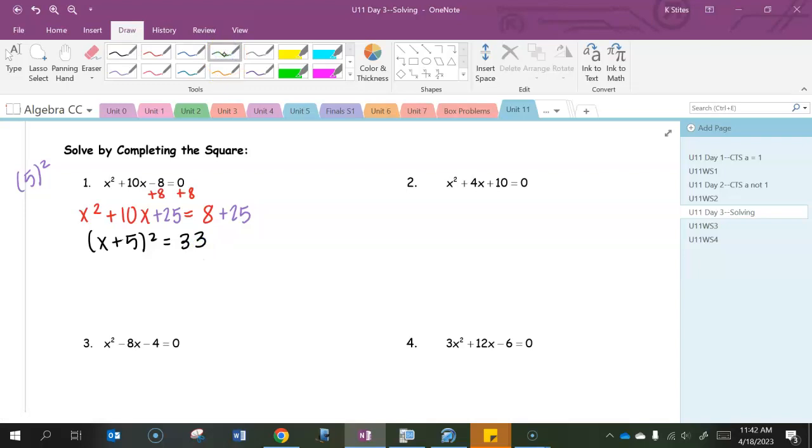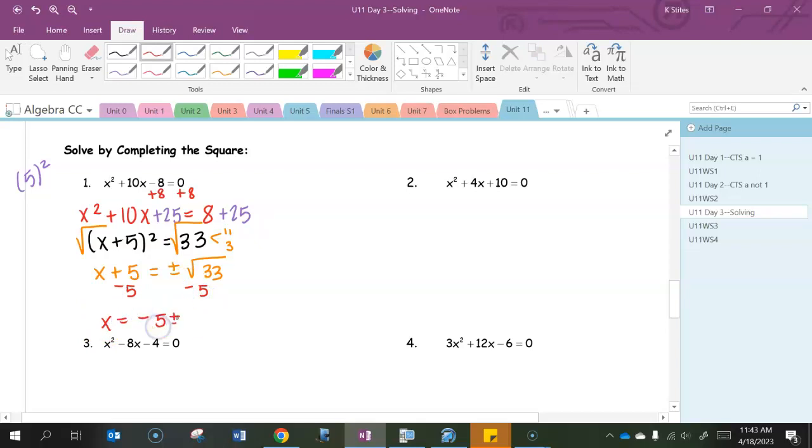And now I'm solving by square roots, just like I've done in the past. Square root both sides. 33 breaks down to an 11 and 3, but both of those are primes, so we can't really do anything with this. It's just going to stay an x plus 5 equals a plus or minus root 33, and then we're going to subtract our 5 over. So x equals -5 plus or minus root 33. And there you go, that's your answer.